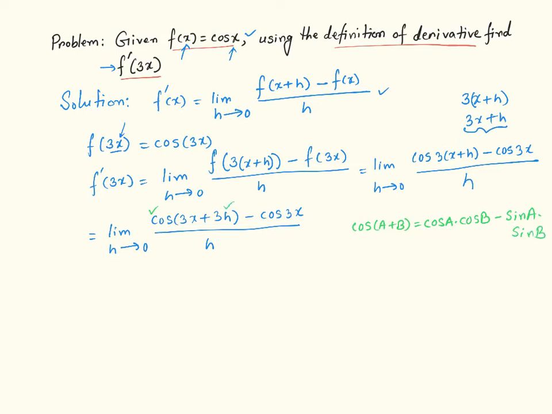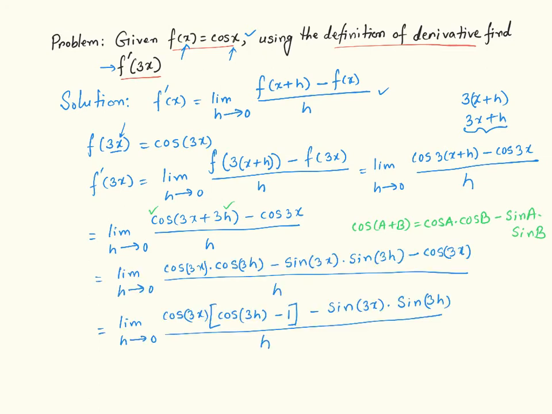Now if I simplify this, I get the following. Now look, here I have cosine of 3x and cosine of 3x common, right? So I'm going to be factoring out cosine of 3x. If I factor out cosine of 3x, what I'm left with is cosine of 3h minus 1, and then this term is this term. Now I'm going to simplify this using this property.